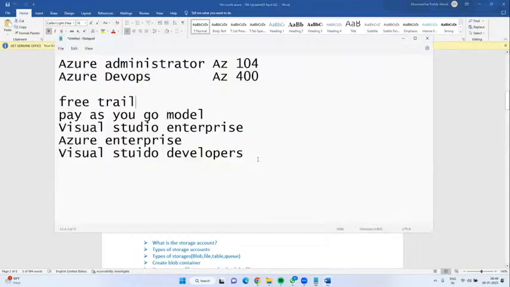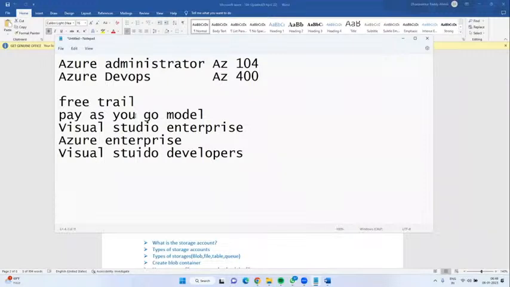Next, what is the advantage of these subscriptions? One organization may have n number of subscriptions. Please remember, these are bullet points. One organization may have n number of subscriptions. I could see around 30 plus subscriptions in my project.